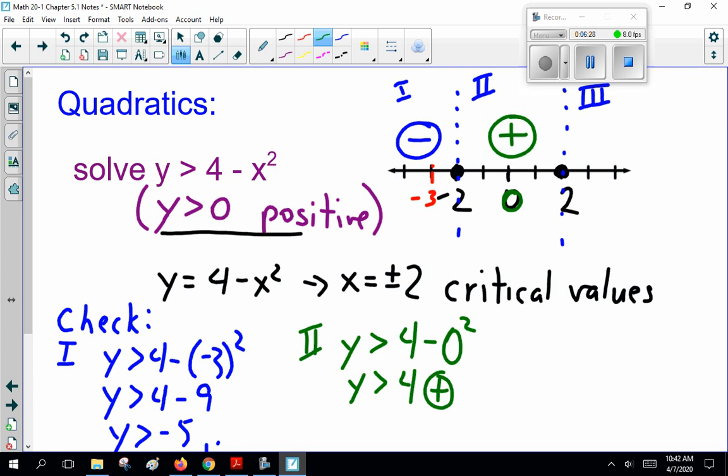So if I said x is minus 1, I would get a positive number. y would be positive. I chose x as 1. I chose x as 1.99. I still get a positive number.